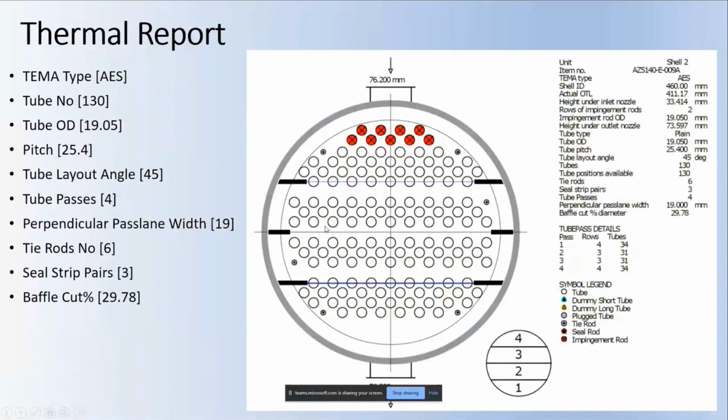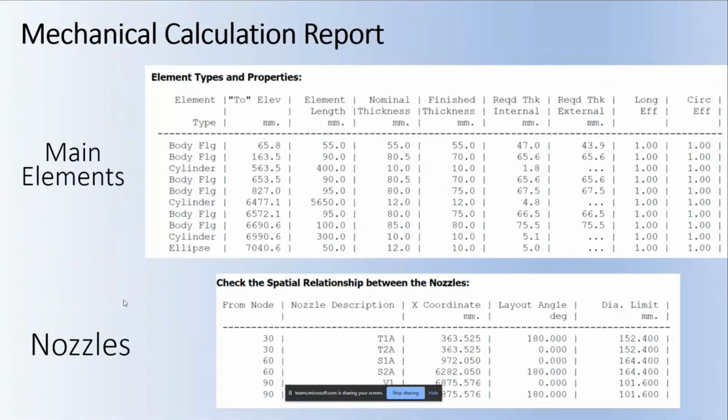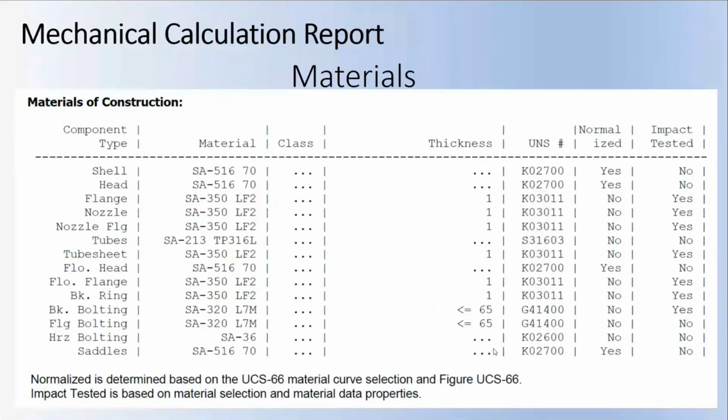Here we have a sketch for the tube arrangement on the tube sheet, and here on the left hand side the dimensions that we will use during creating this tube bundle. From the mechanical calculation, we can get the main elements from the mechanical report and the nozzles on this model, like we have T1A, T1, T2A, and here the nozzles on this model.